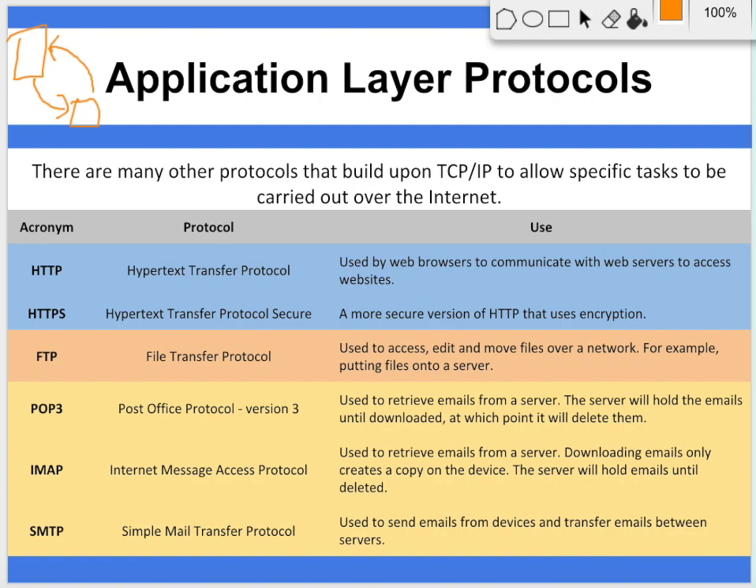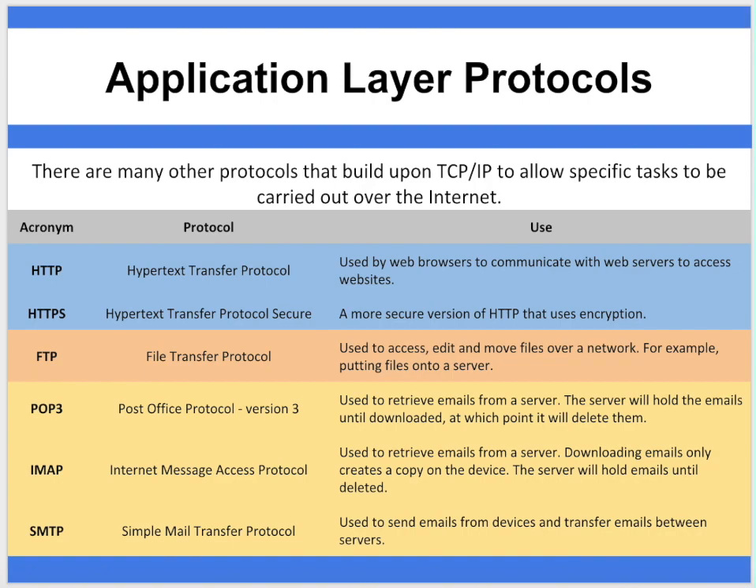Then we've got some ones related to email. So we've got POP3, which is Post Office Protocol version 3, IMAP, Internet Message Access Protocol, and SMTP, Simple Mail Transfer Protocol. In all cases, these are for sending and receiving emails.